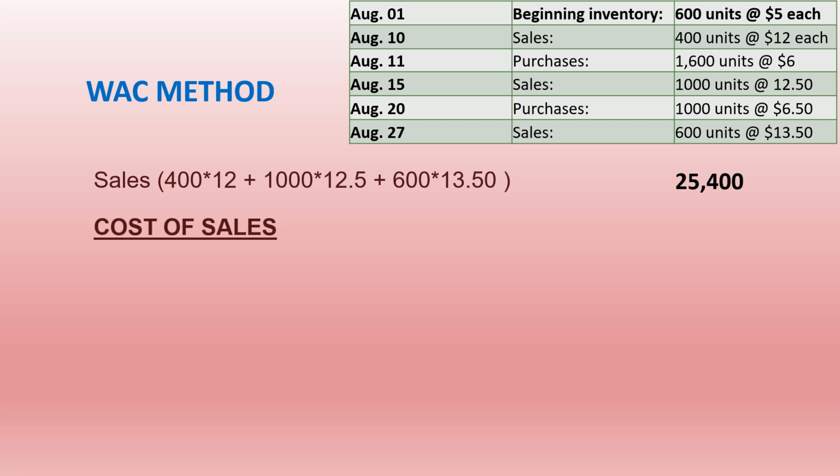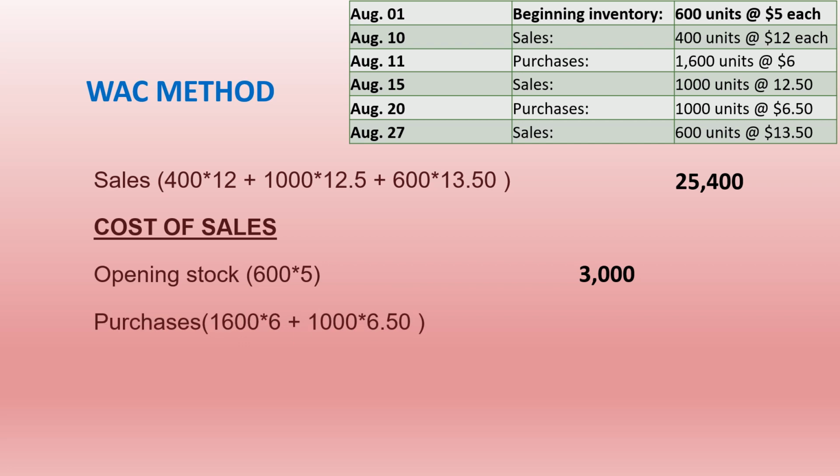So in the cost of sales, what are we going to do? The first one is we are going to take the opening inventory. For that, we have to take the beginning inventory into its price. So that is $3,000. Then we have to take the purchases. For that, we have to multiply the purchase quantity with its price. So the value is 16,100.